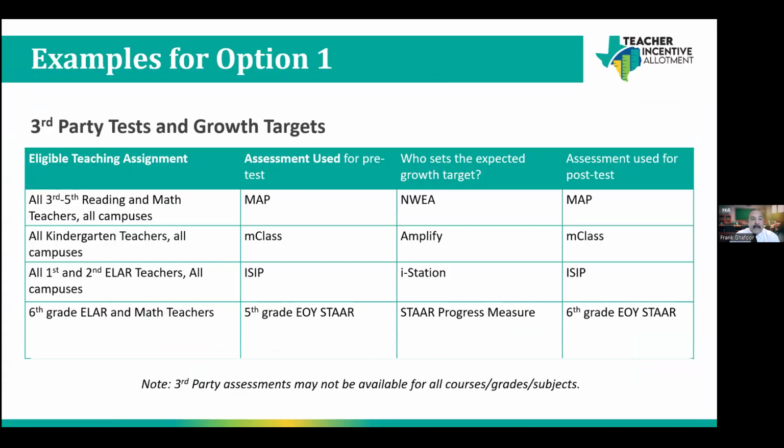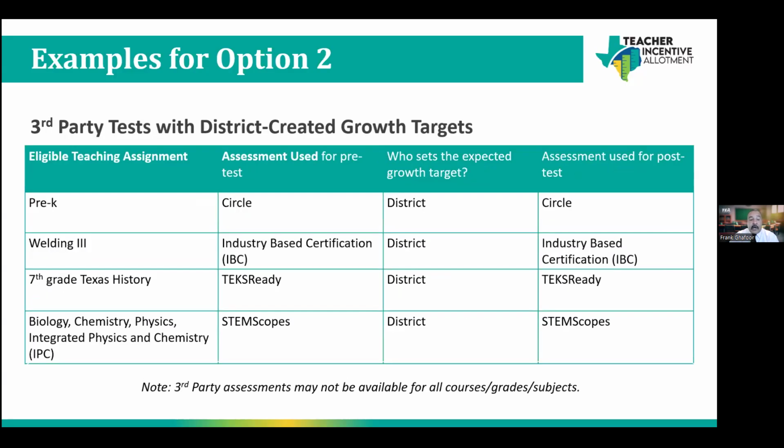Here's some examples for option one. We often see MAP NWEA setting those goals, and then they'll take that MAP test at the end of the year. Same thing with STAR. If we look at this last one, our sixth grade ELAR teachers are taking the fifth grade end of year STAR. They're going to use that as the pretest, the STAR progress measure from year to year, to the end of year sixth grade STAR. These would be considered option one, or that third party option.